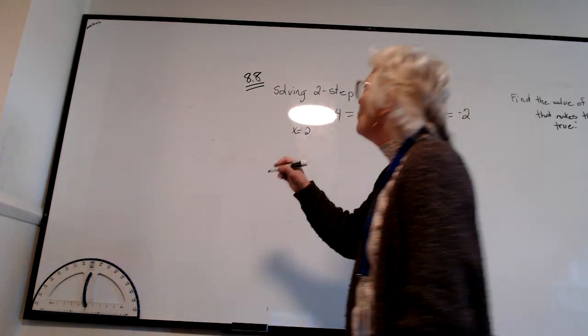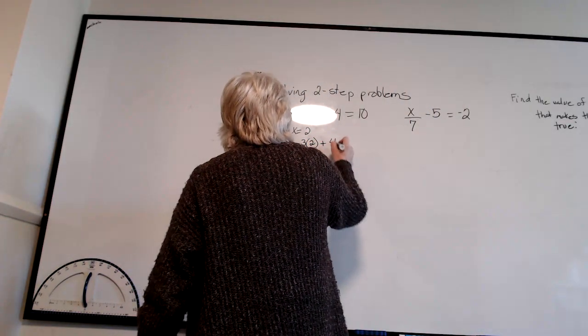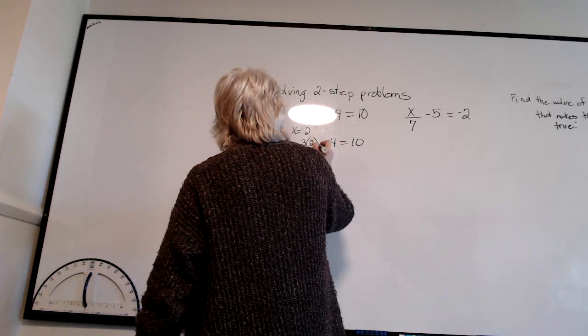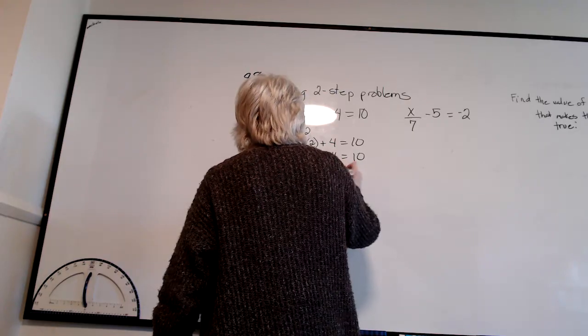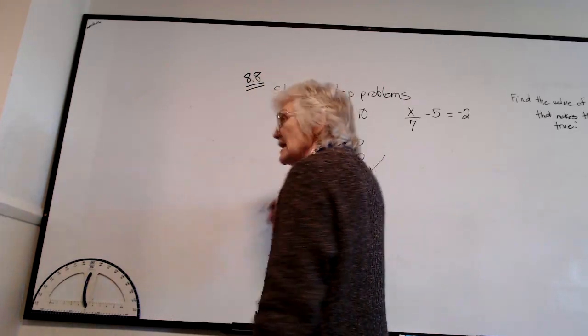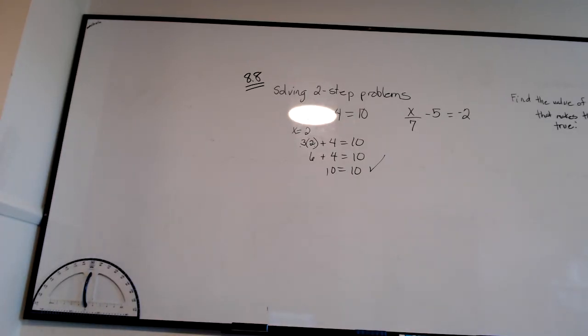Now let's see why that's true. 3 times 2 plus 4 equals 10. 3 times 2 is 6. 6 plus 4 equals 10. 10 equals 10. Yes, that does make it true. But what if we didn't guess it? What if we guessed something wrong? We want to find out how to get it.